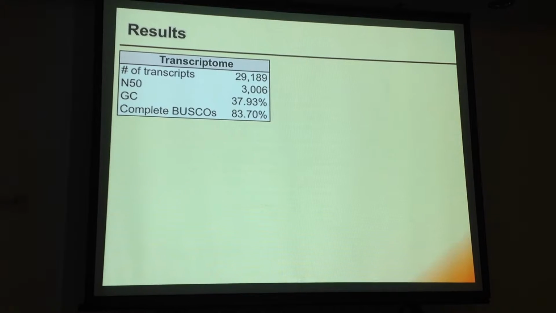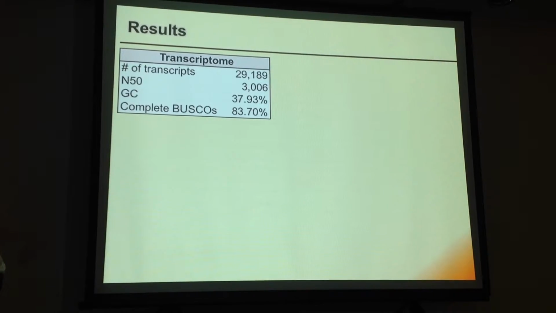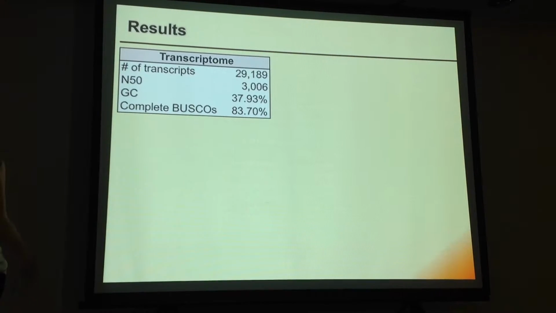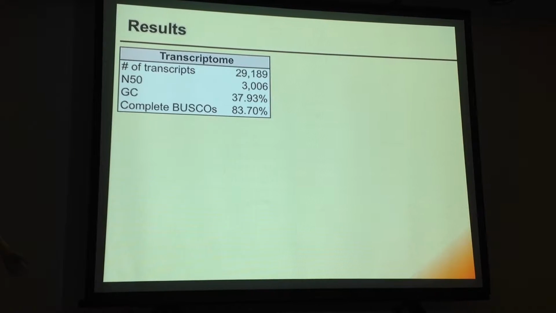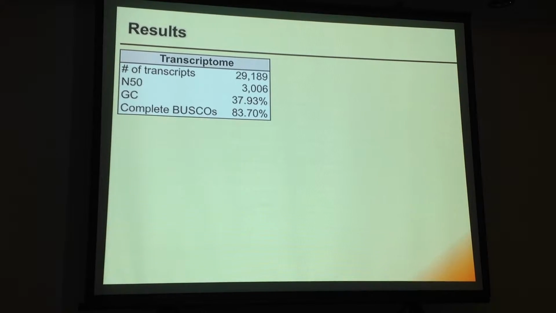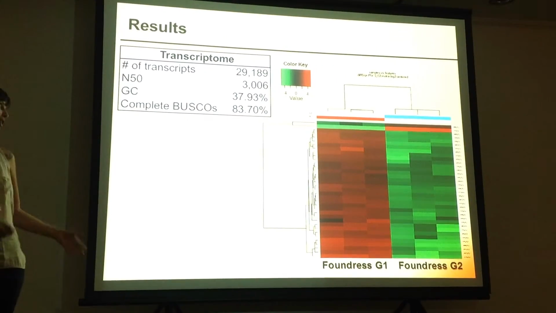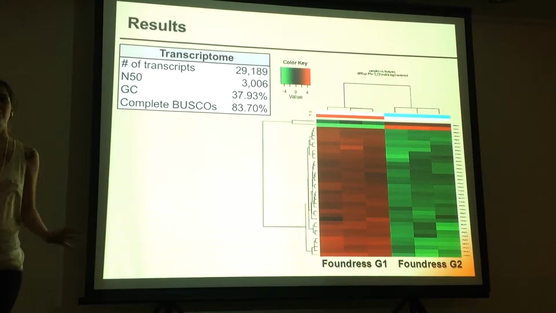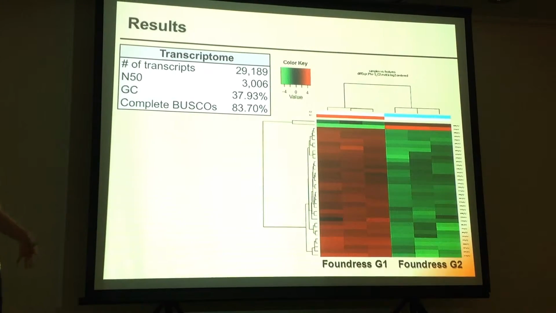So, about the transcriptome itself, concatenating everything from the females found in the colonies and the males from generation 1, we ended up with about 29,000 transcripts. These are the statistics for the quality of the transcriptome, so it was a very good assembly. And for the gene expression itself, we found 36 transcripts that were differentially expressed between founders from generation 1 and founders from generation 2.